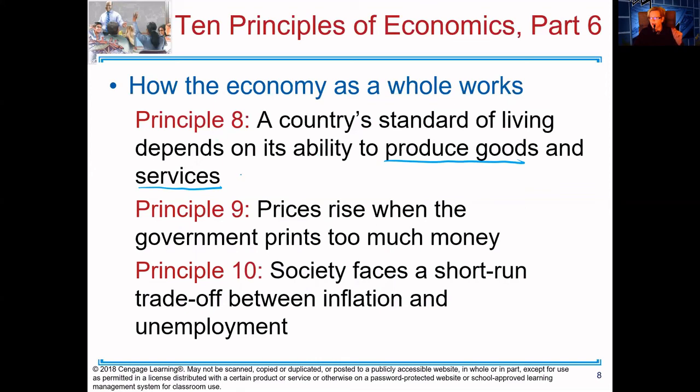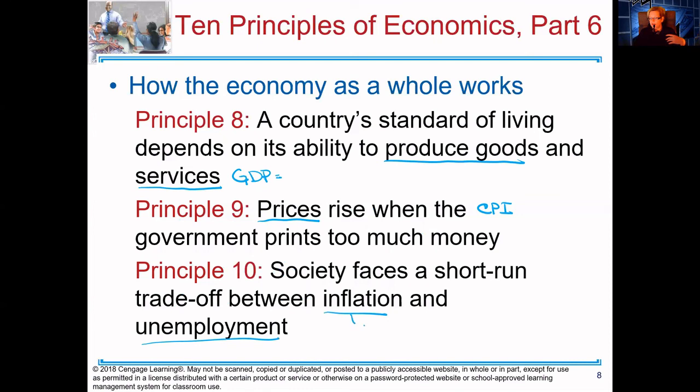So when we talk about this, the ability to produce goods and services, we're going to look at this in our chapter 23, and we call that gross domestic product, or GDP. Principle 9 talks about prices, and prices we're going to look at in chapter 24, which is the Consumer Price Index. We're then going to talk about some other principles, and we're going to talk about this idea of the short-run trade-off between inflation and unemployment.